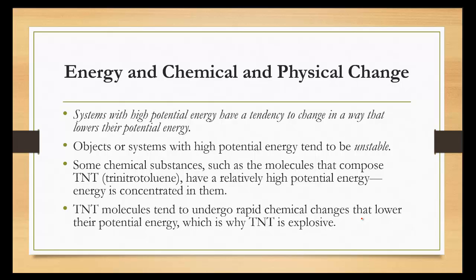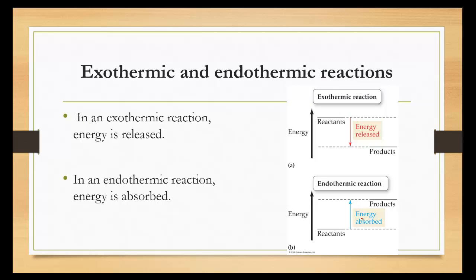Some chemical substances, such as molecules that compose TNT, trinitrotoluene, have a relatively high potential energy. Energy is concentrated within them. TNT molecules tend to undergo rapid chemical changes that lower their potential energy, which is why TNT is explosive.